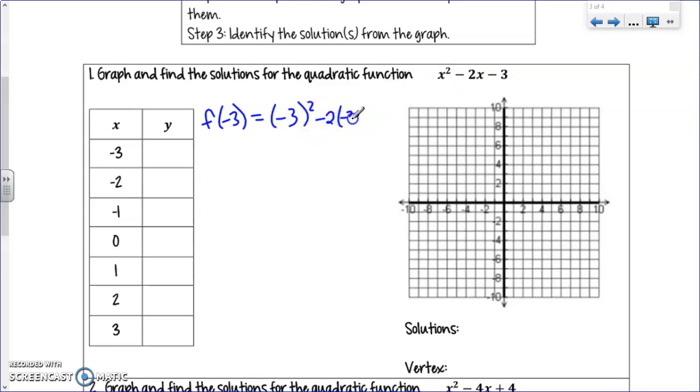-2 times -3 minus 3. Does everybody see where I'm at? I took -3 and I plugged it in place of here. Good? What's -3 squared?